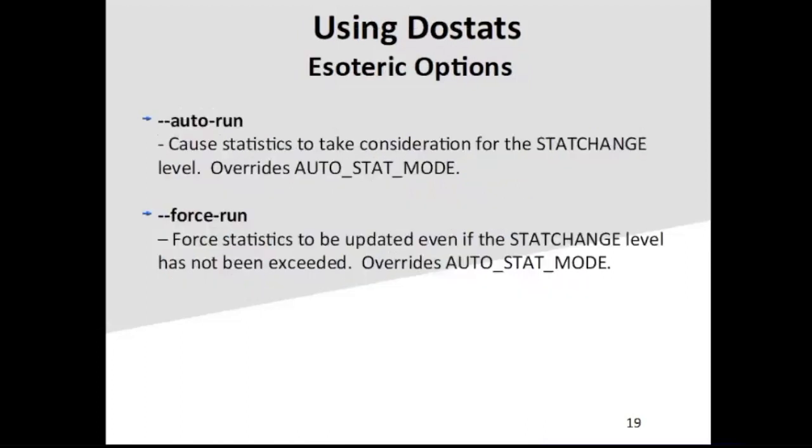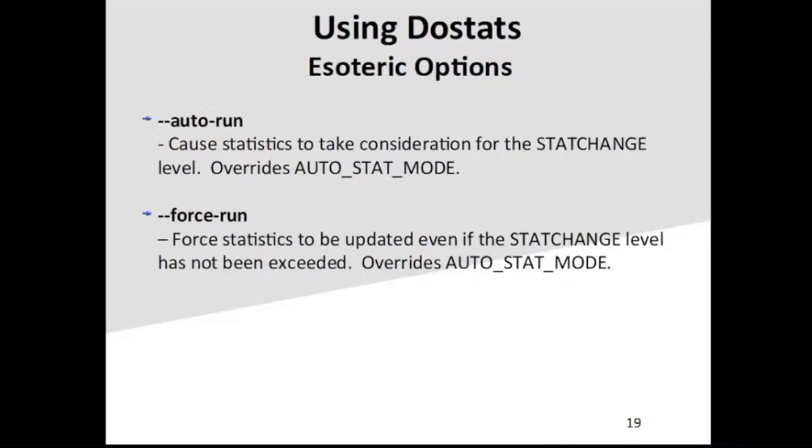Okay. Now that we have stat change, you have the option to override the default Autostat mode. If Autostat mode is on, then tables whose stats are not stale, basically there haven't been enough changes to the table to exceed the threshold of the stat change value, either the default one for the system or the specific stat change that you've set on your individual tables, then the update statistics commands that Dostats runs will all be no op.